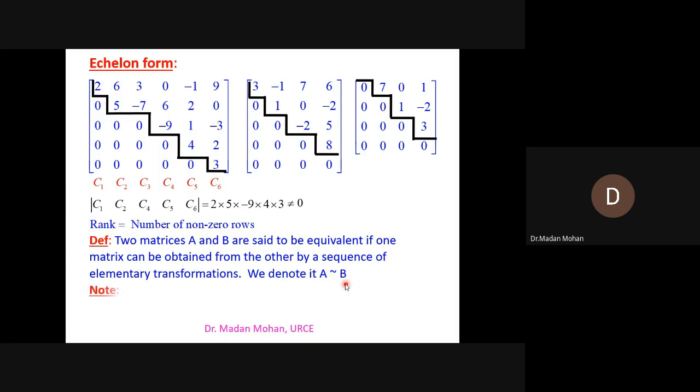I'll explain with an example. A is equivalent to B if and only if rank of A equals rank of B. If A is equivalent to B, then the ranks are the same. If the ranks are the same, A is equivalent to B. I will explain this definition through an example.